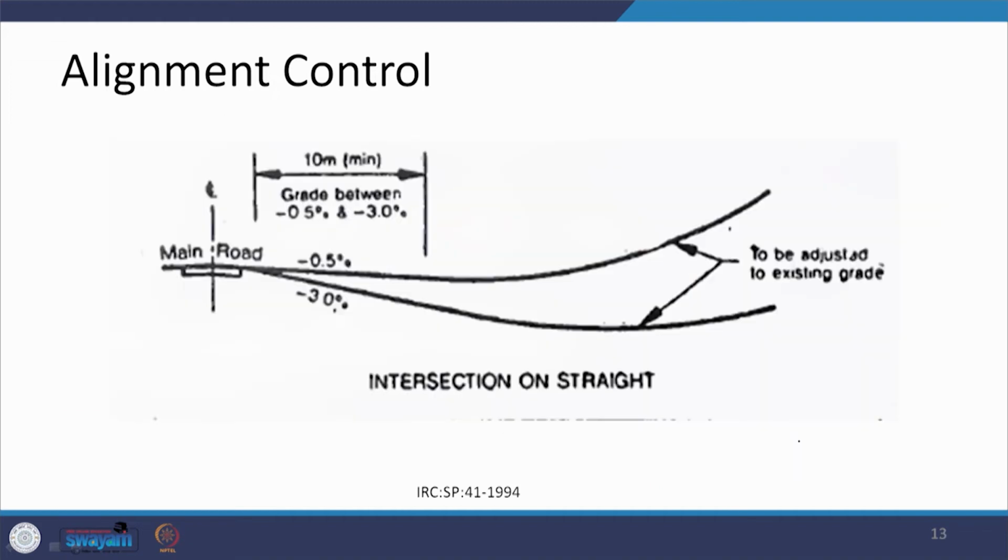So, here what we can also see is that there is a major road here, and then it talks about the profiles, and these profiles need to be adjusted. So, there is a grade between minus 0.5% and 3% here. So, basically that sort of changeover has to be ensured within this 10 meters at least beyond the carriageway of the main highway, so that we have a smoothened profile.